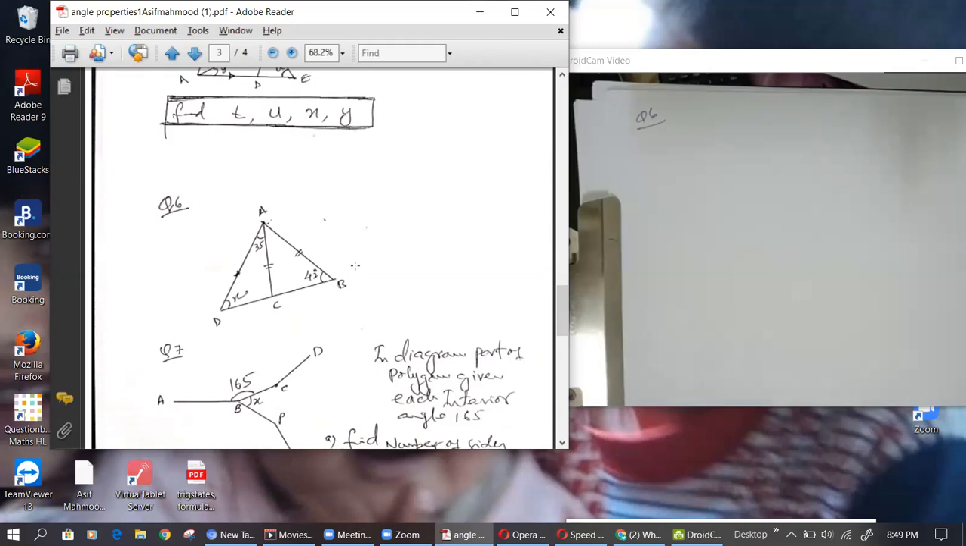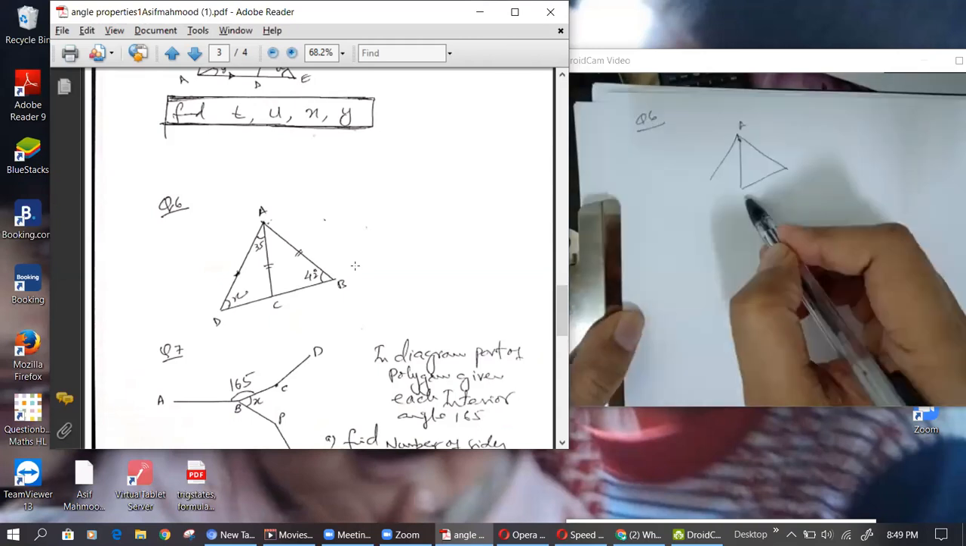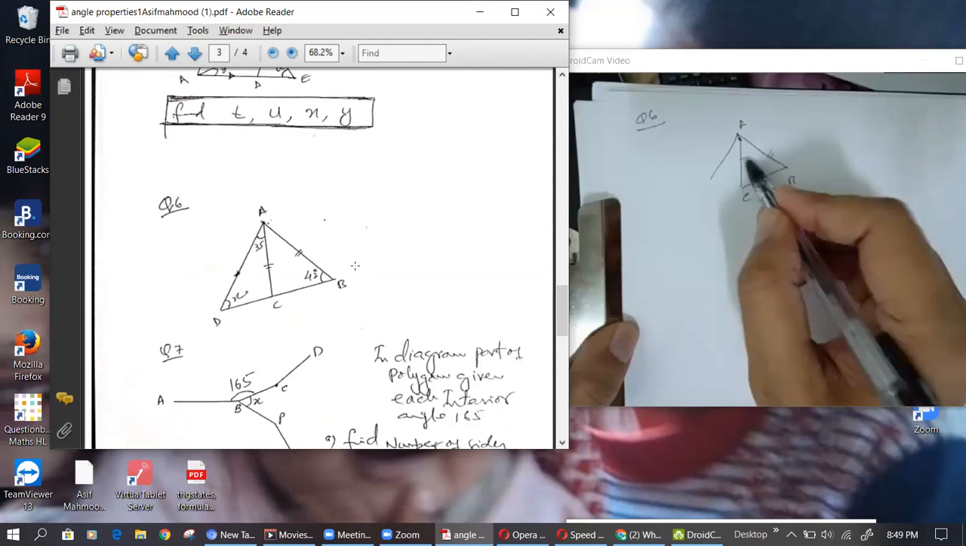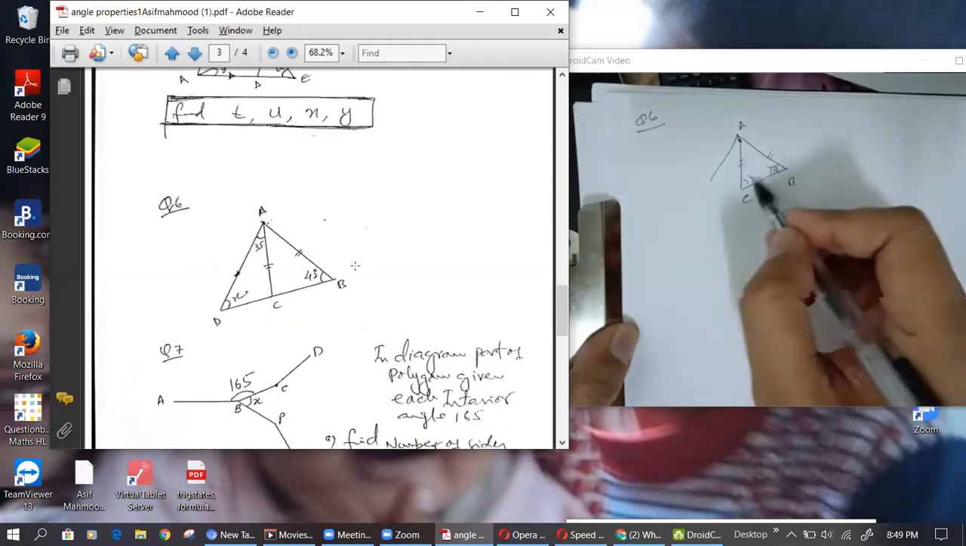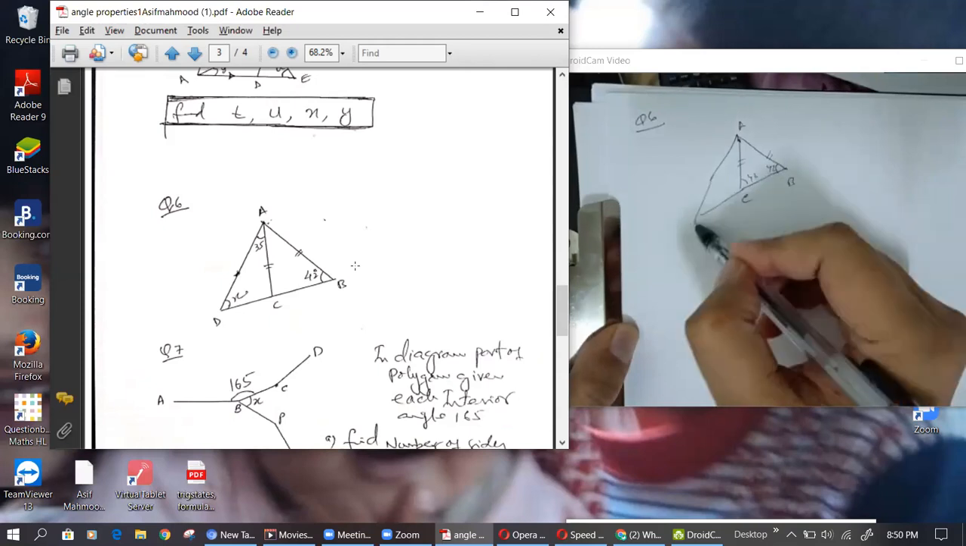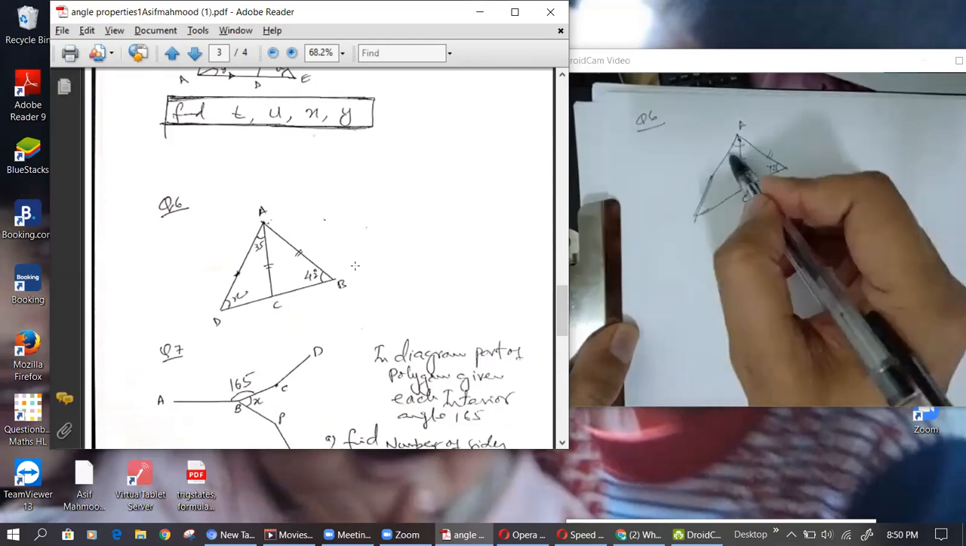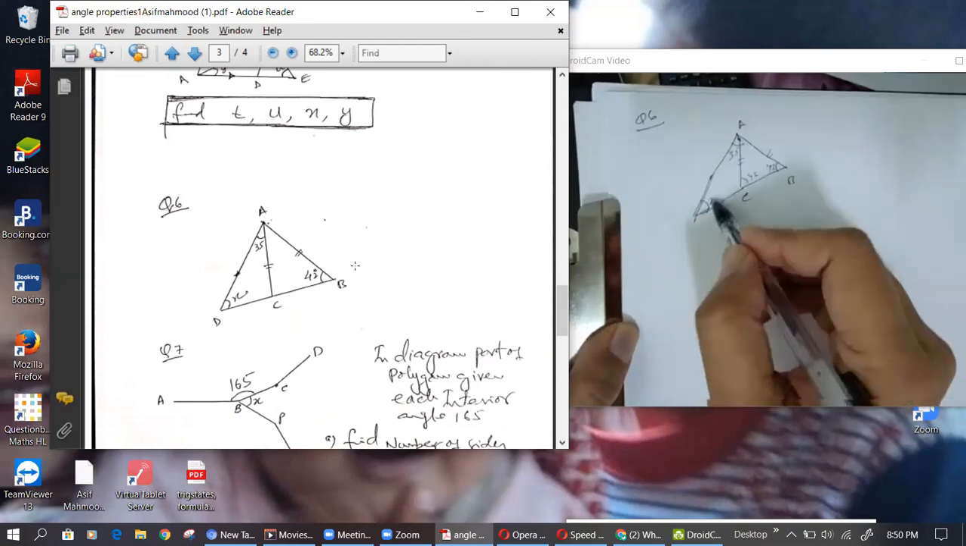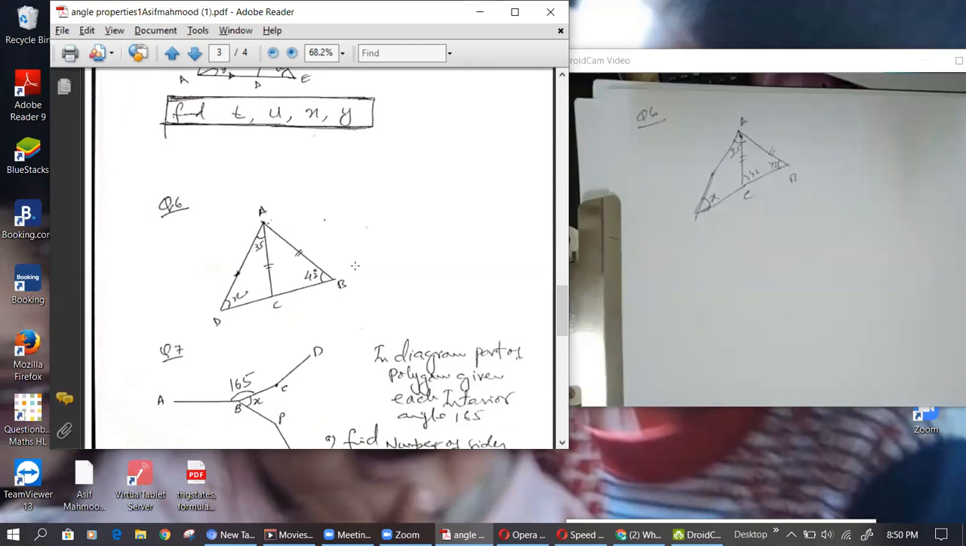So ACB will be 42. Yes, you are right. If this is 42, this will also be 42. We will move further, and this one is 35. Now, what will you do to reach 2x? One second, sir.